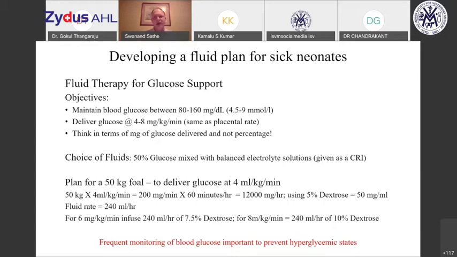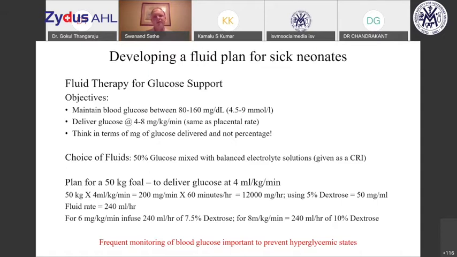Now, I have several colleagues who tend to go even a bit higher. Sometimes they'll go even up to 180 to 200 milligrams per deciliter. But I have found that when foals cross that 180 mark, they start excreting glucose in their urine, and thus they're losing electrolytes as well. So I tend to stick to that 80 to 160 milligram per deciliter range. And the goal is to deliver glucose at the rate of 4 to 8 milligrams per kilogram per minute.